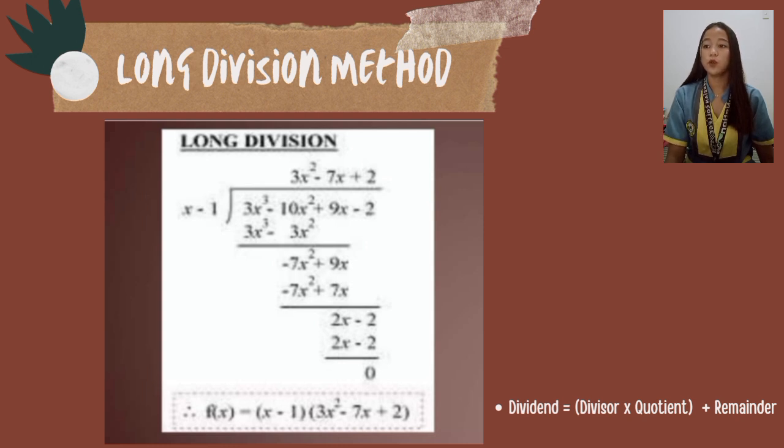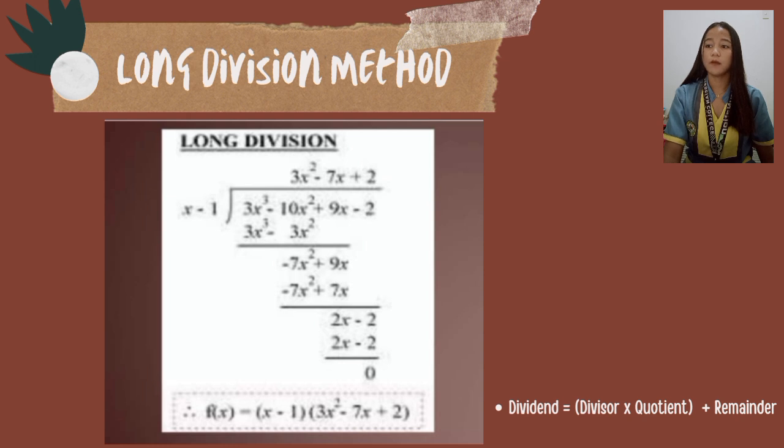So, again, we go back to divide. We will divide the first term, negative 7x squared, by the first term of the divisor. As you can see, the answer is negative 7x. After that, you will multiply the negative 7x to the entire divisor. So, negative 7x times x is equal to negative 7x squared. Then, negative 7x times negative 1 is positive 7x.